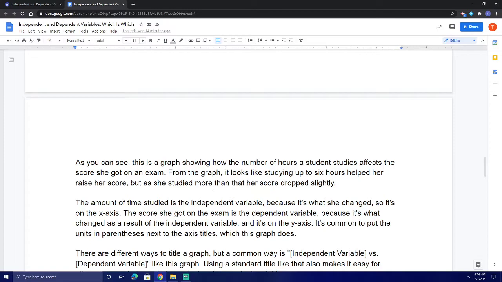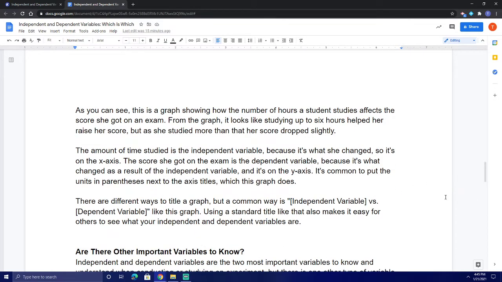For the graph, it looks like studying up to 6 hours helped her raise her score, but as she studied more than that, her score dropped slightly. Maybe that was due to her not getting enough sleep. The amount of time studied is the independent variable because it's what she changed. So it's on the x-axis. The score she got on the exam is the dependent variable because it's what changed as a result of the independent variable, and it's on the y-axis.